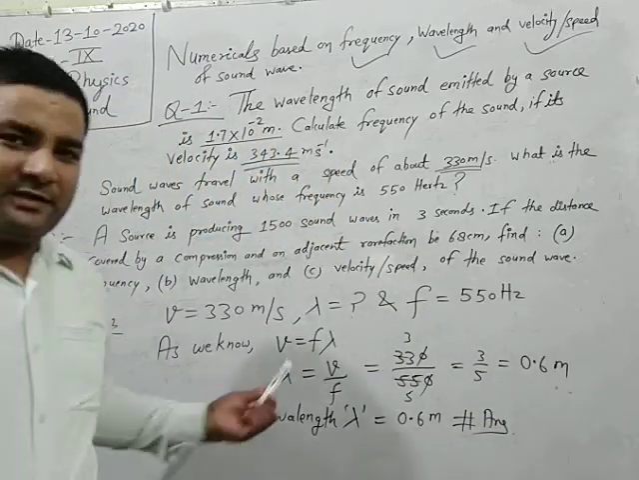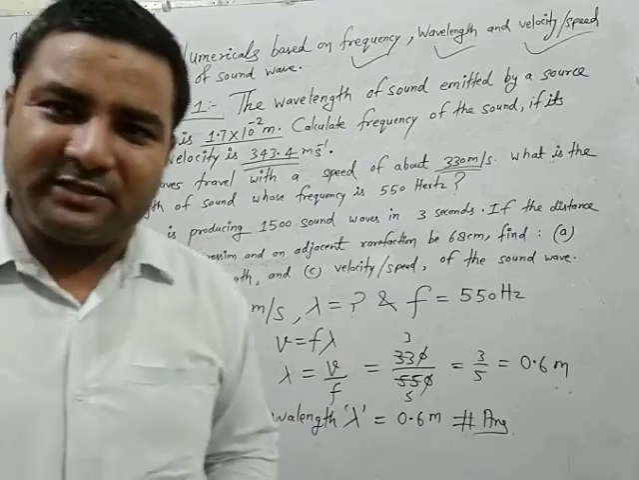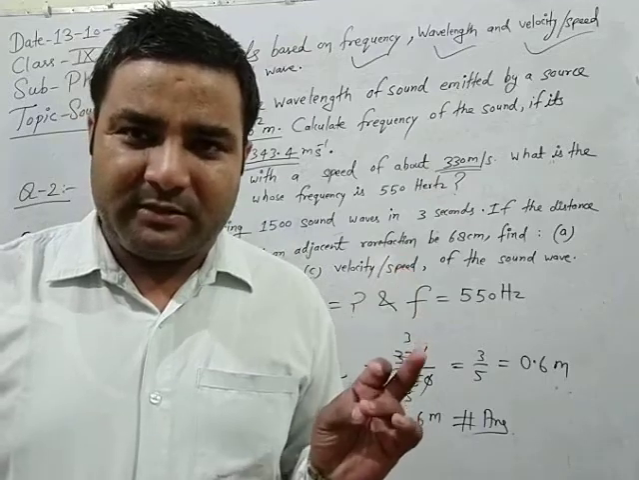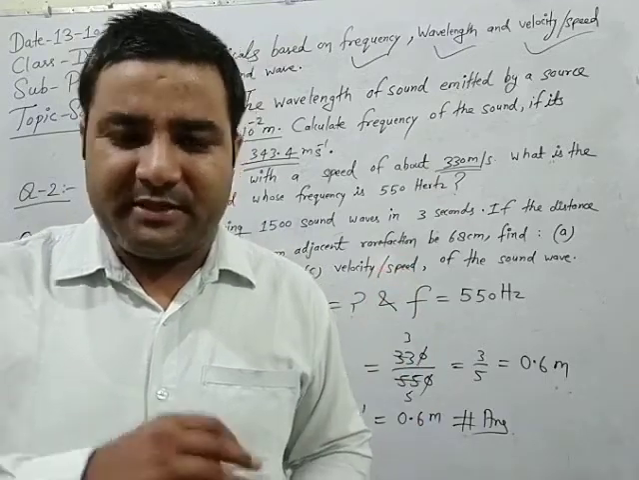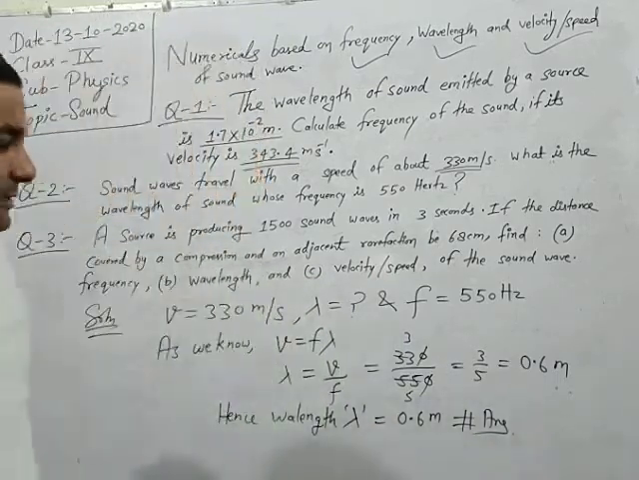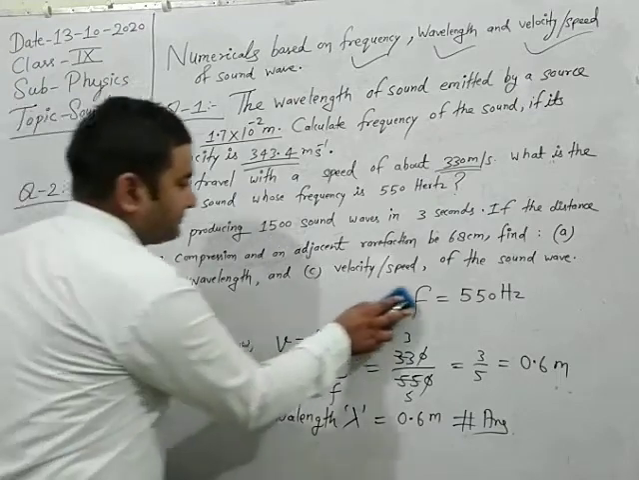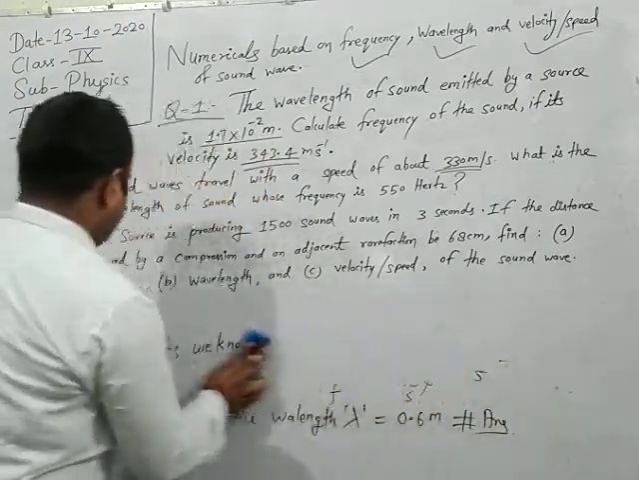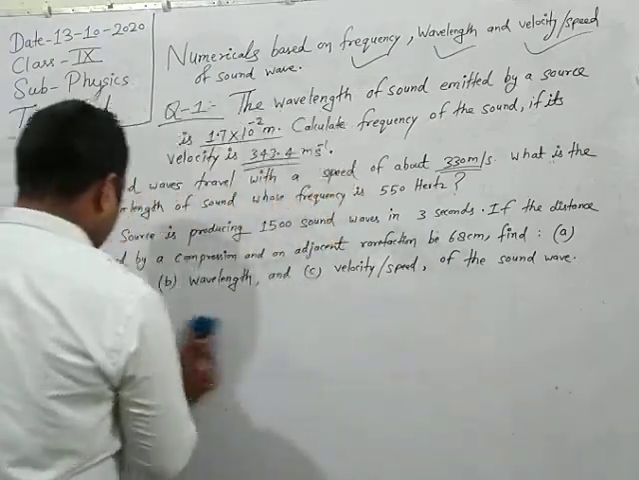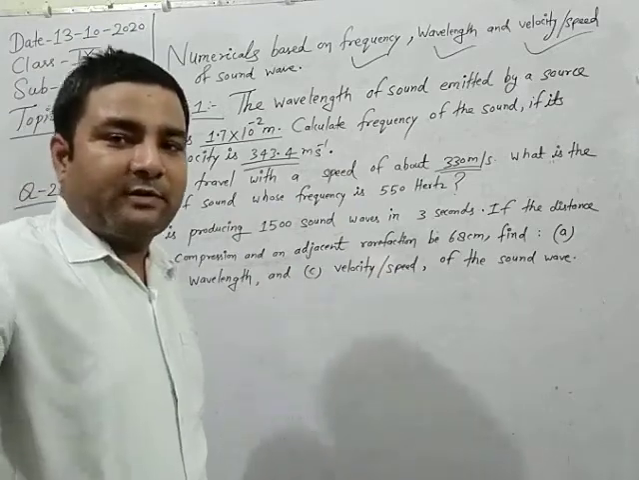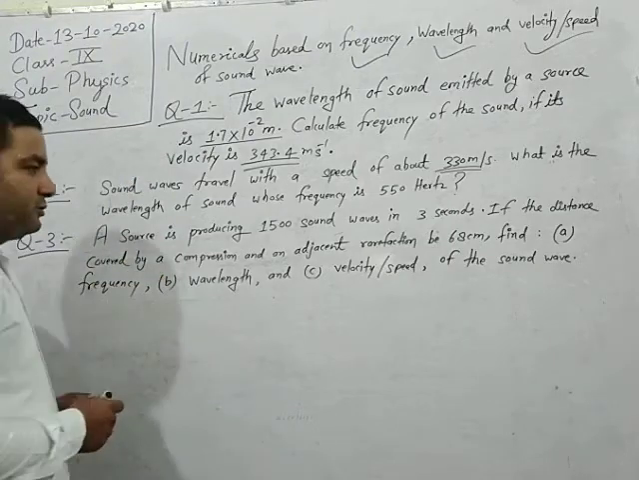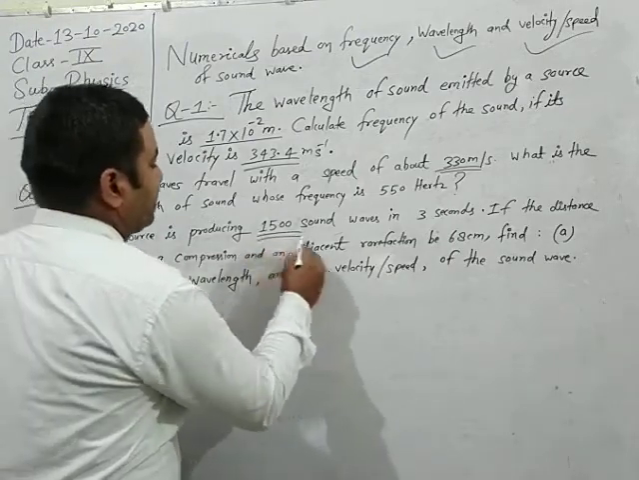Clear? Solution very easy. Only when the concept of the formula is clear, then you can solve any numerical based on either frequency or wavelength or time period or speed. In any way we can solve it. So just see the next one, the last numerical, that is based on the calculation of frequency, wavelength and velocity of sound wave. In this numerical, all the terms we have to find out. We have to find out how. Just see, a source is producing 1500 sound waves.